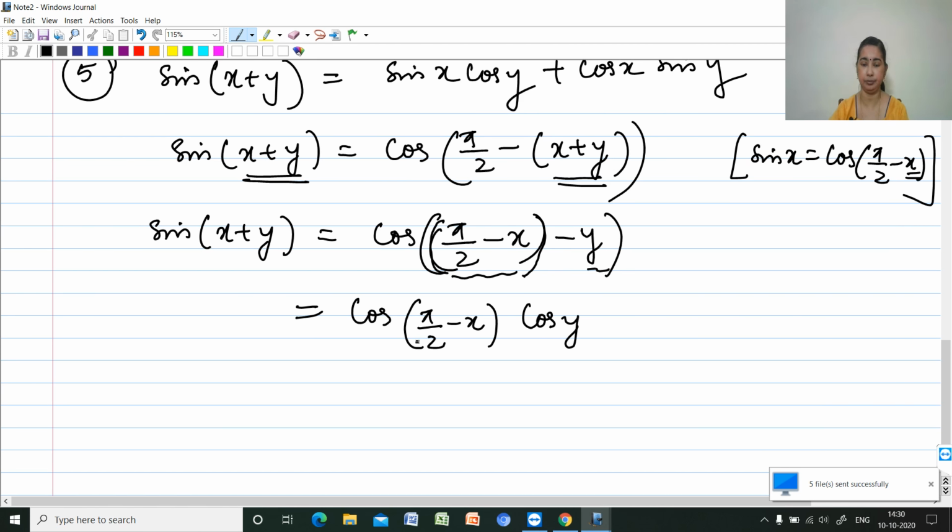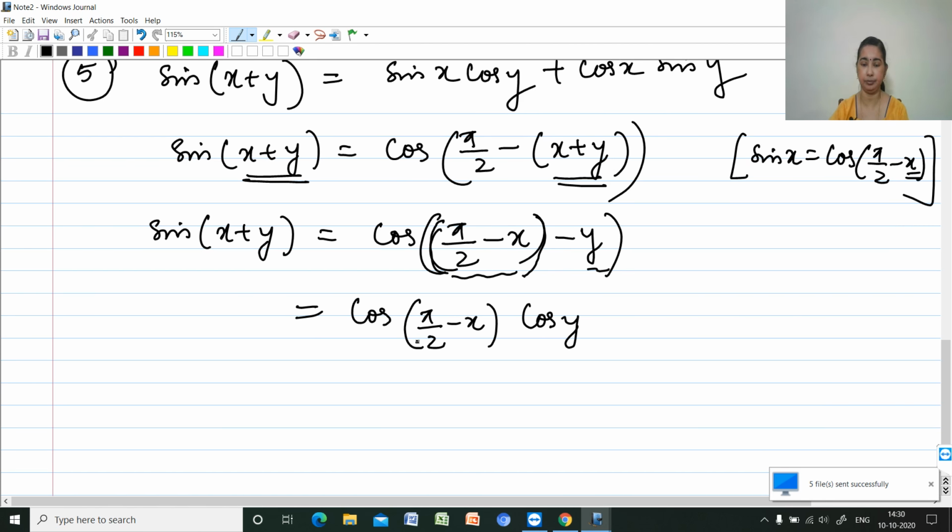Now the next one, cos of pi by 2 plus x. How do we find this identity? For that, consider cos of x plus y. What is cos of x plus y? Cos x cos y minus sin x into sin y. Here we need to find cos of pi by 2 plus x, so instead of x I am putting pi by 2, and instead of y it is x. So cos pi by 2 into cos x minus sin pi by 2 into sin x.